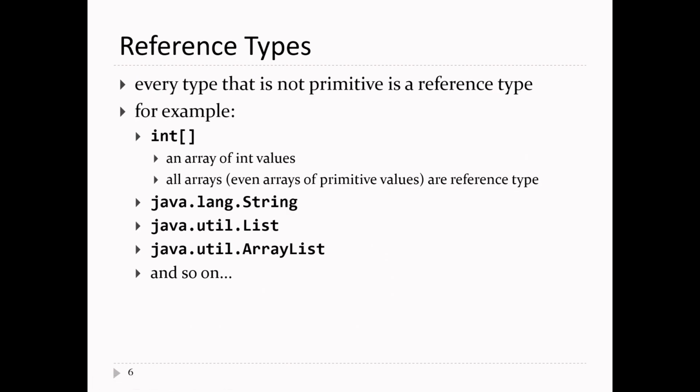Anything that's not primitive is a reference type. And that means arrays are also of reference type, even though they don't necessarily look like that. So if you make an array of int, the elements inside the array are primitive, but the array itself is a reference type, is actually an object. So it's a reference type. And we've seen String, we've seen ArrayList, and sets and maps already.